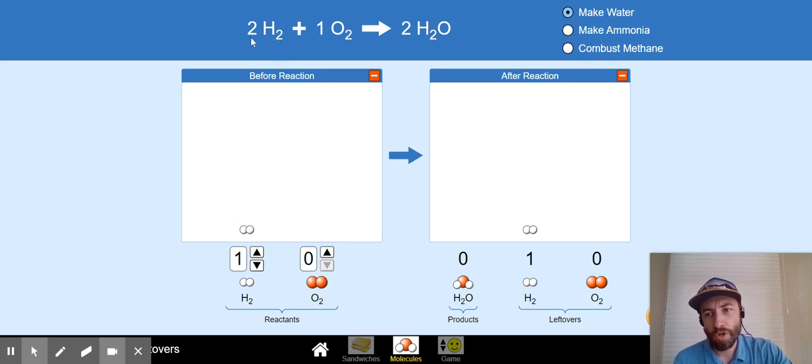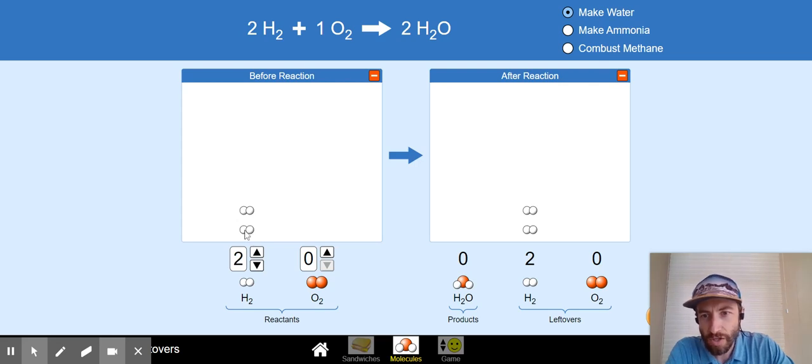But the coefficient is a multiplier, just like the distributive property in math. That 2 is going to be multiplied against every atom within this molecule. So thankfully, the chemical formula for hydrogen gas is pretty simple. It's 2 atoms of hydrogen bonded together with a molecular bond, and they represent 1 molecule of hydrogen gas. There's 2 hydrogen atoms. But the coefficient means that we have 2 of those molecules, which means that we have 2 times 2 for 4 atoms total.